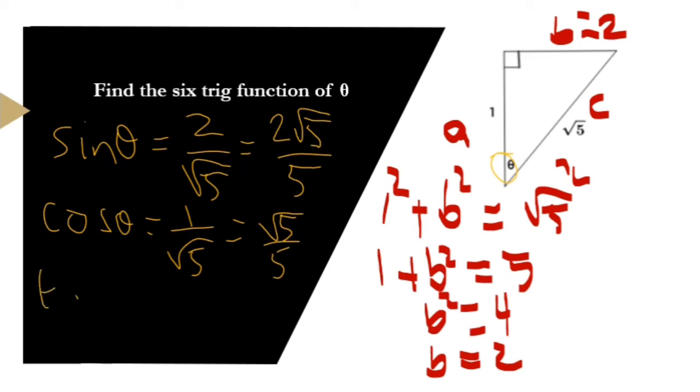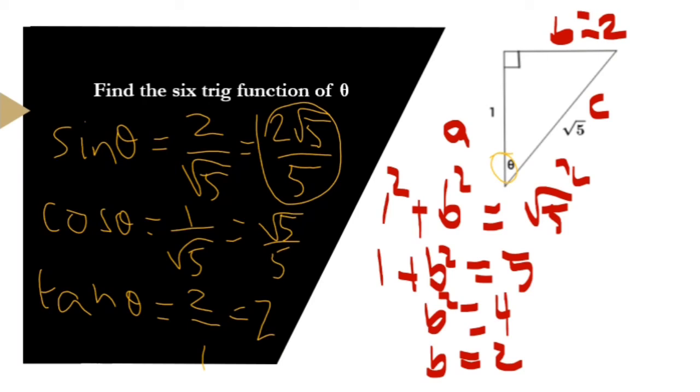Then we have tangent, which is opposite over adjacent. Opposite is 2. Adjacent is 1. So that's just 2. Now if we want to get the reciprocal functions, all we have to really do is flip these. You can decide whether it's easier to flip the actual result or before simplifying. I think it's easier to flip before simplifying. That way you end up with the square root at the top anyway.